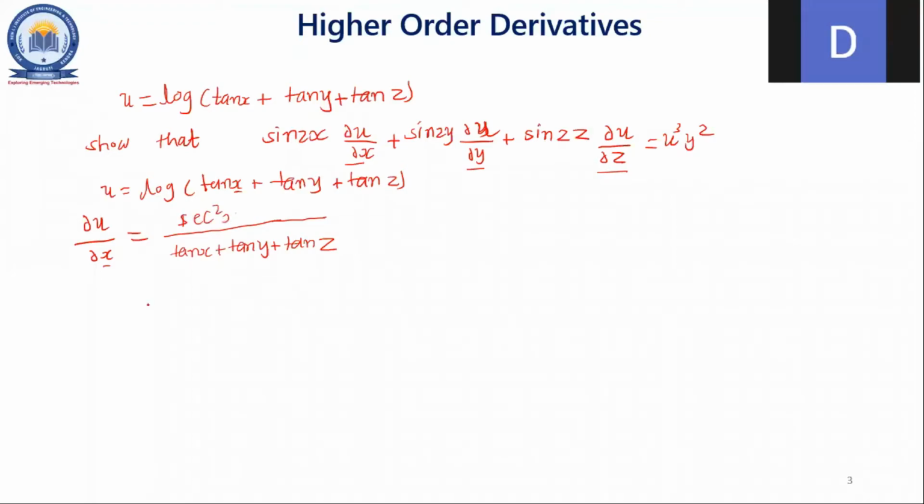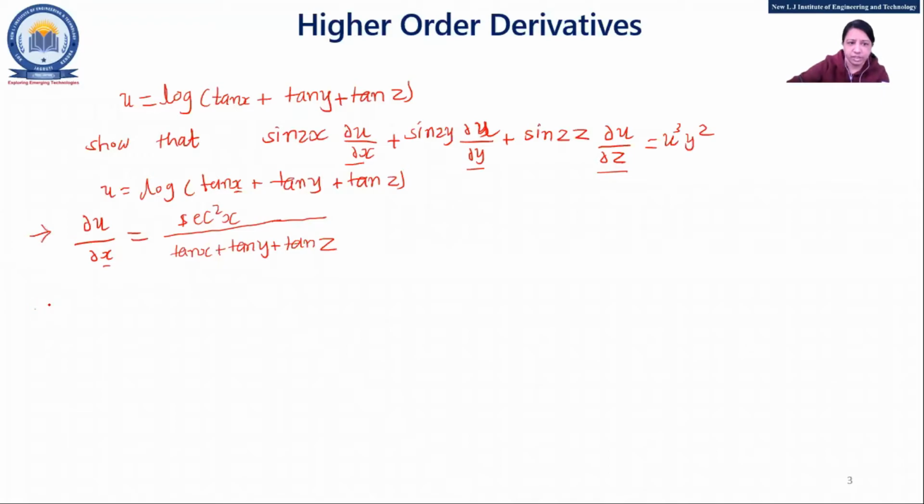Sec square x, right? Because we are finding with respect to x, the other terms are supposed to be 0. Any problem in this? So this is my first equation. No need to simplify further. Next term is del u by del y. Del u by del y. So what should that be with respect to y?